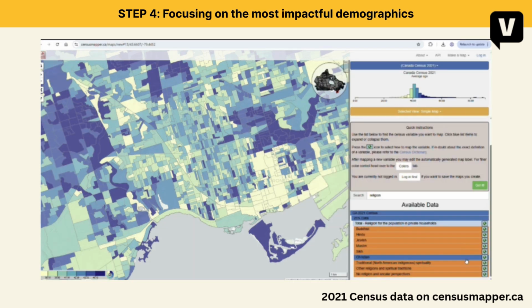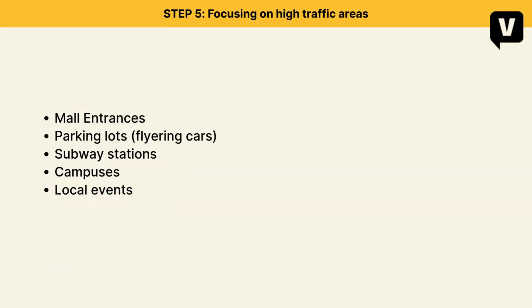If your team requires further support, Votes Against Genocide also has the ability to run ads in these radiuses as well. Step 5. Focusing on high traffic areas. Another approach you might want to take is to focus on high traffic areas such as mall entrances, parking lots, where you can flyer cars, subway stations, campuses, or at local events.